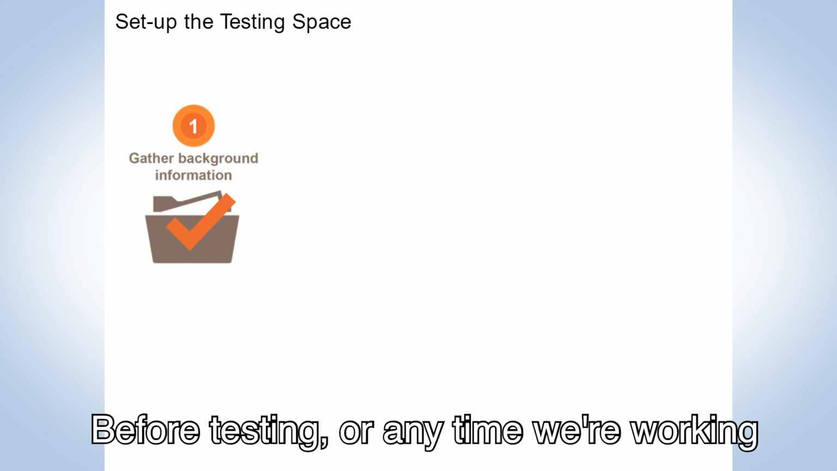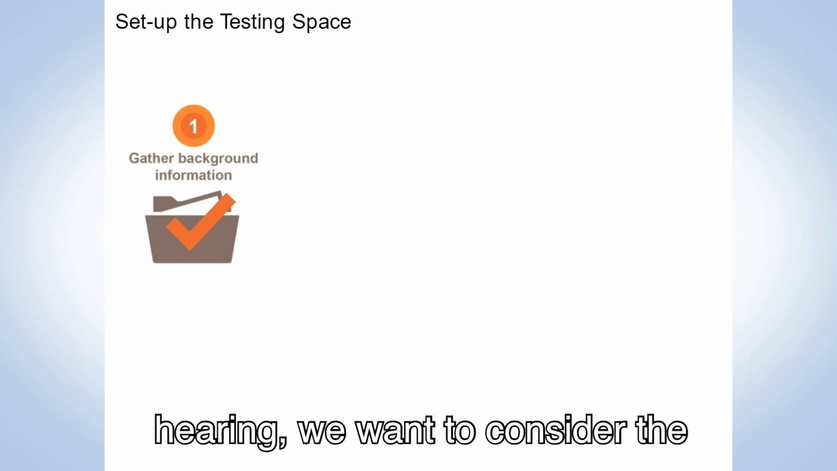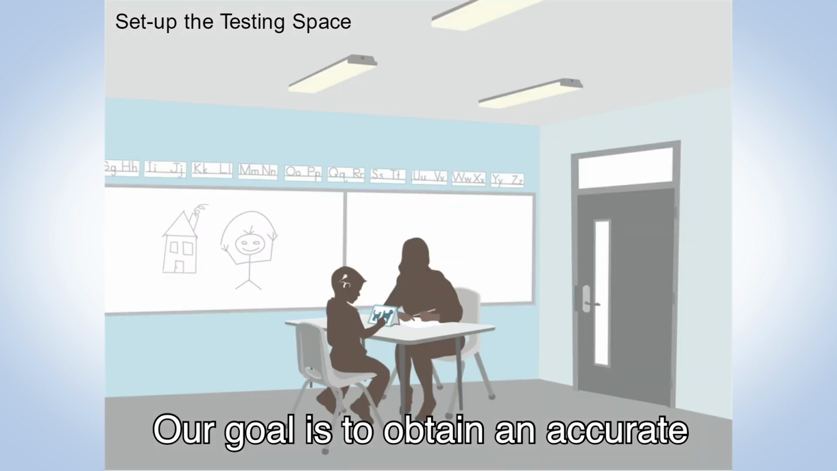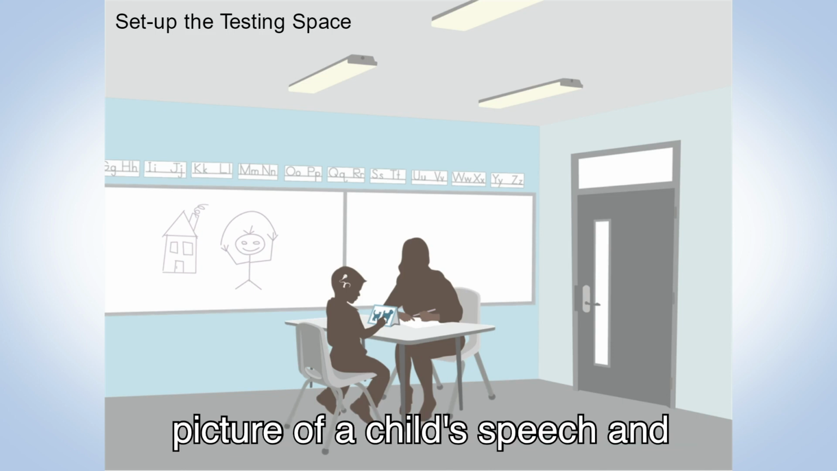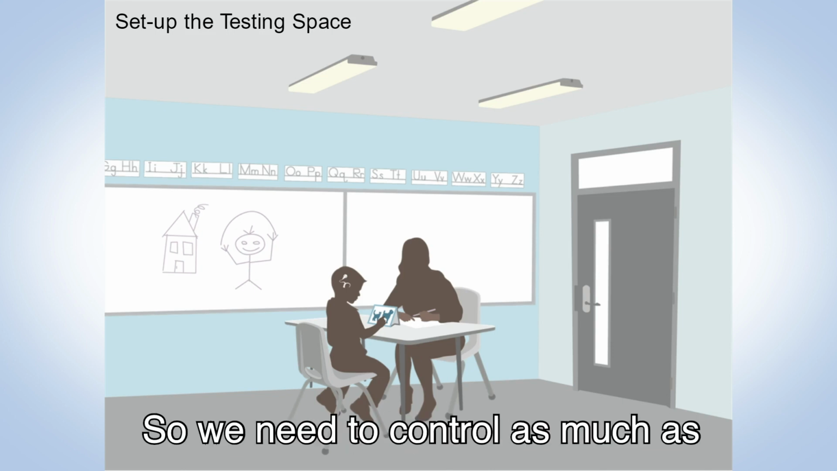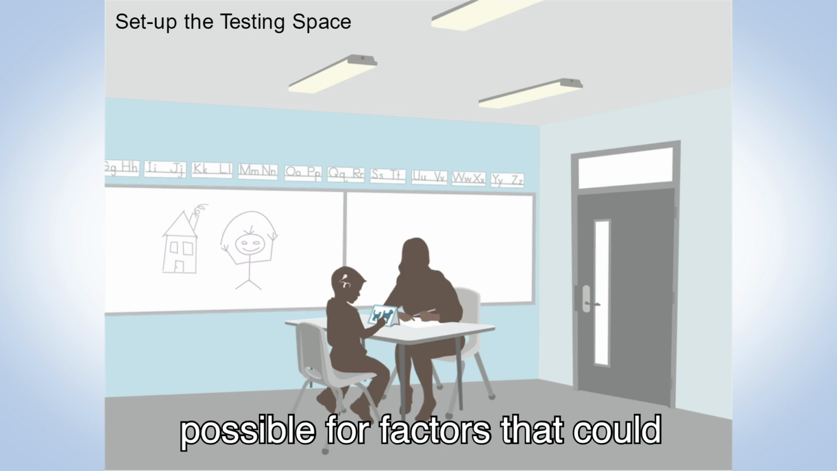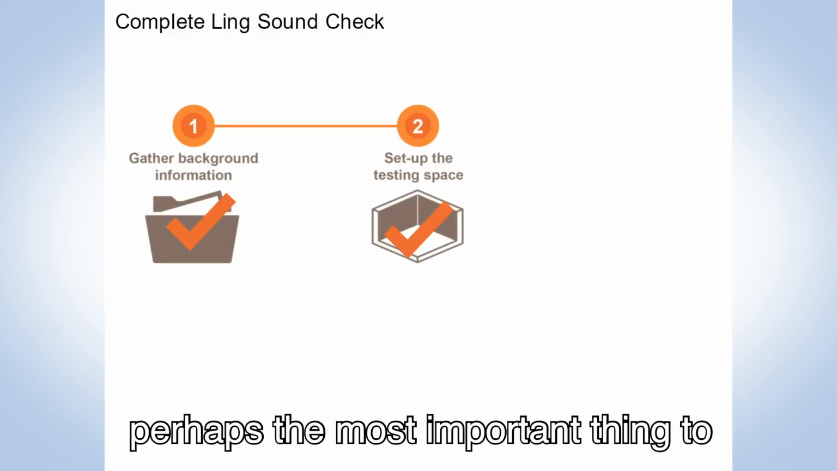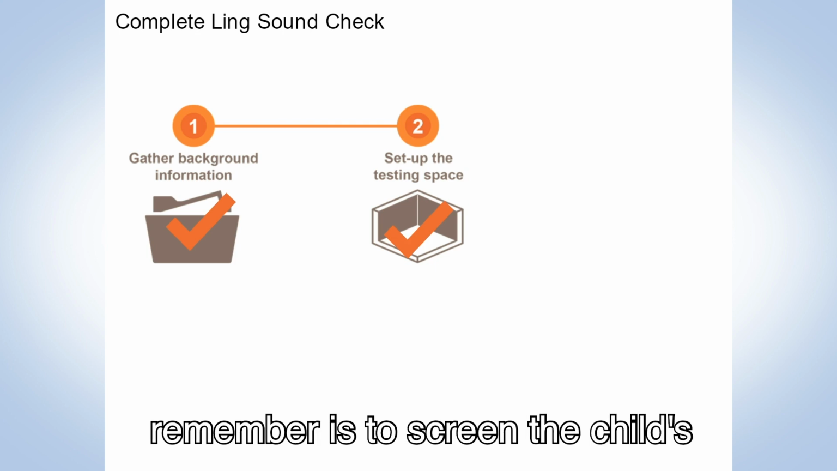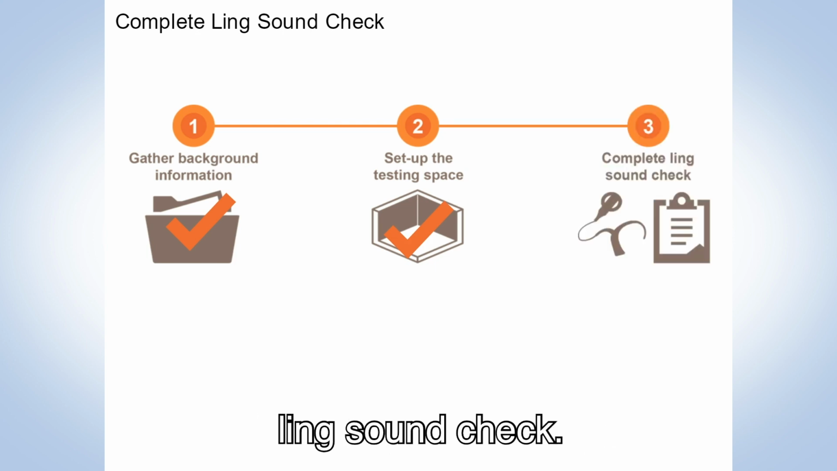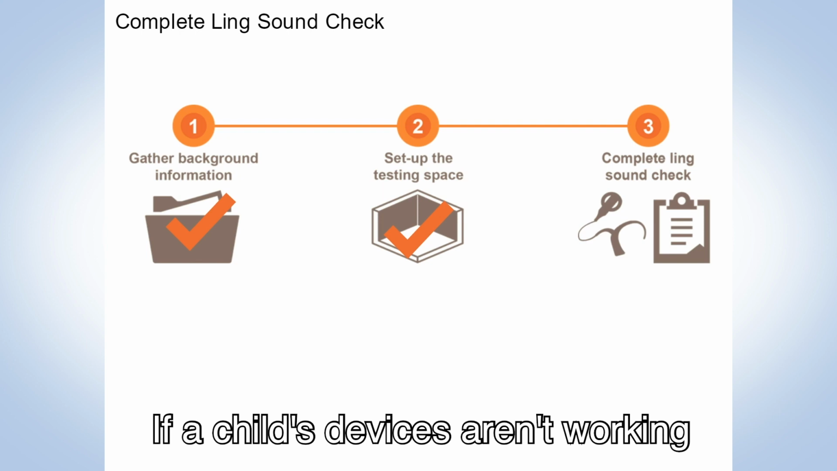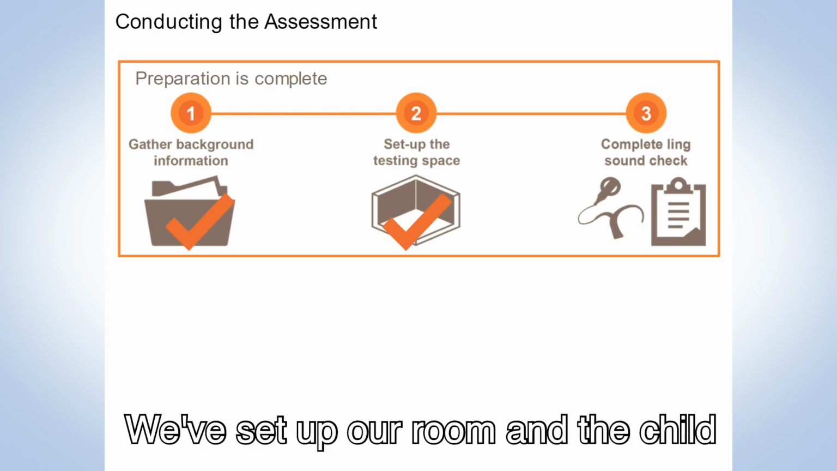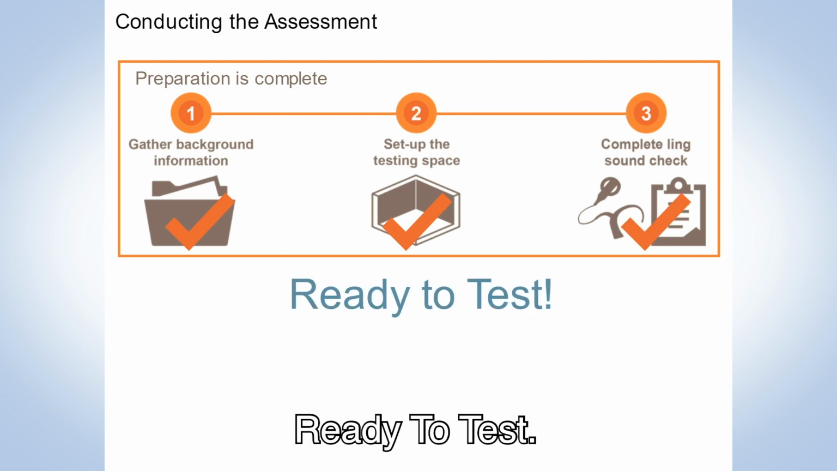We've gathered background information and are now ready to set up for our evaluation. Before testing, or any time we're working with a child who's deaf or hard of hearing, we want to consider the physical setup of the space. Our goal is to obtain an accurate picture of a child's speech and language skills, so we need to control as much as possible for factors that could impact his performance. Before we test a child, perhaps the most important thing to remember is to screen the child's audibility by completing a Ling sound check. If a child's devices aren't working as they should, then there's no point in continuing the testing. We've set up our room and the child has completed Lings, so we're ready to test.